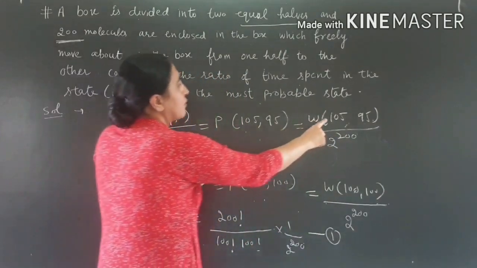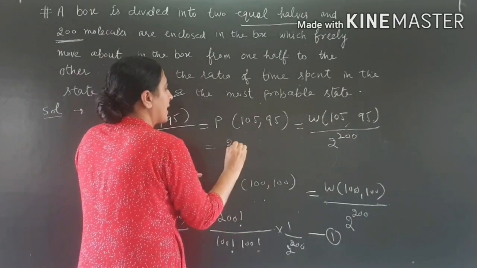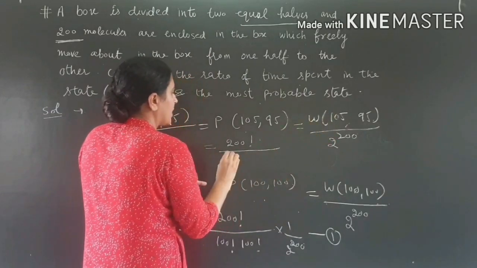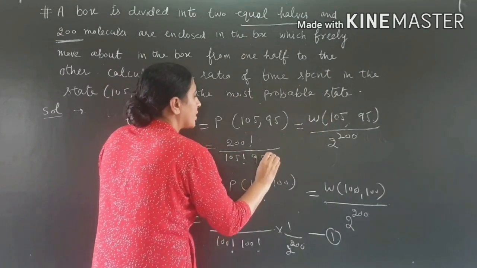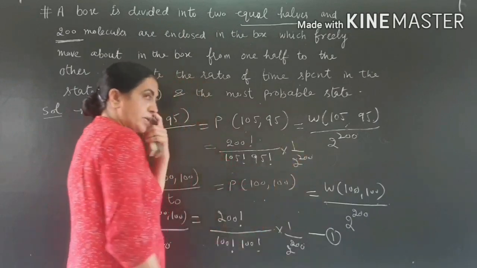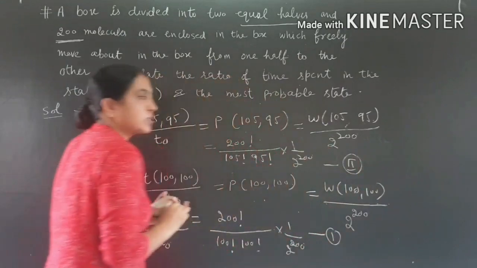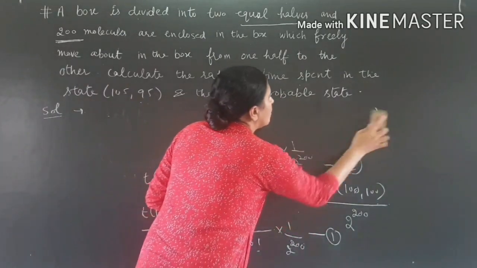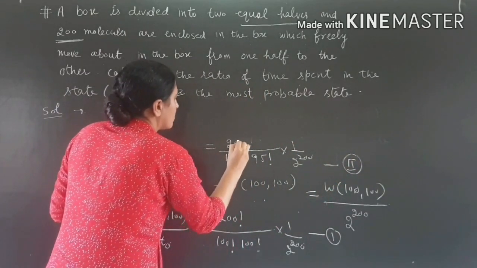Clearly? Now W 105,95 is equal to the total number of particles, 200 factorial, divided by n1 factorial, that is 105 factorial, 95 factorial, into 1 over 2 raised to power 200. Take this equation as the second equation. Now we have to find out the ratio of these two equations.